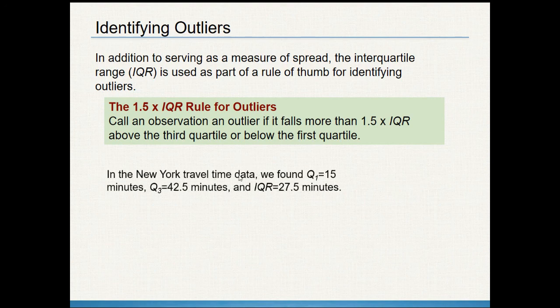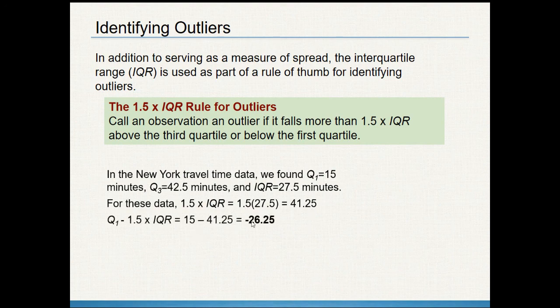So for example, in our New York travel time data, we found Q1 to be 15 and Q3 to be 42 and a half. The IQR is 27 and a half. So our 1.5 IQR is 41.25. Now, we take Q1 minus this, which gives us a negative value. That's not practical in this problem because you're not going to have a negative travel time. I arrived there before I even set out? No, that doesn't happen. So you try with your Q3.